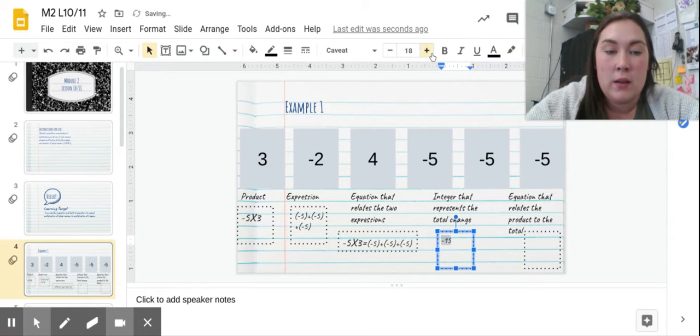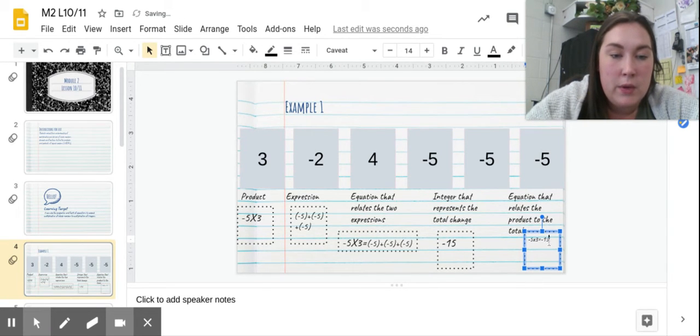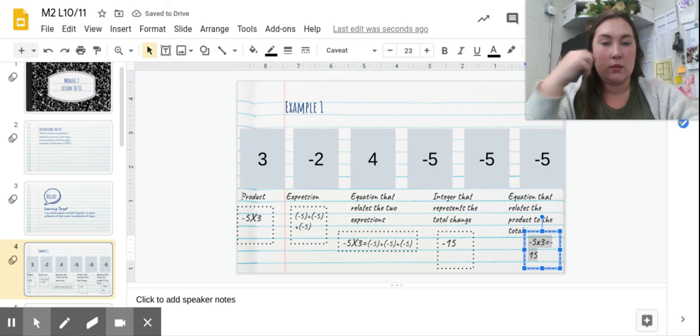And then an equation that relates the product to the total. So here's my product over here. I'm going to write that down again. -5 times 3 equals, that's relating, and my integer that was the total was -15. So that would be my multiplication problem for this set of cards.